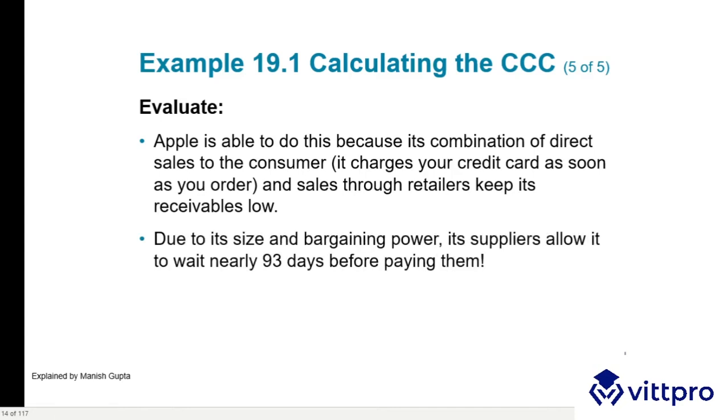Because it's a combination, right? They are not selling on credit, for one thing. They sell directly to the consumer and they collect money immediately. Some sales they do through retailers who pay them later, but it reduces their risk. And their bargaining power is quite high. That's why the suppliers are happy to give them higher credit and wait for 93 days to be settled, right?